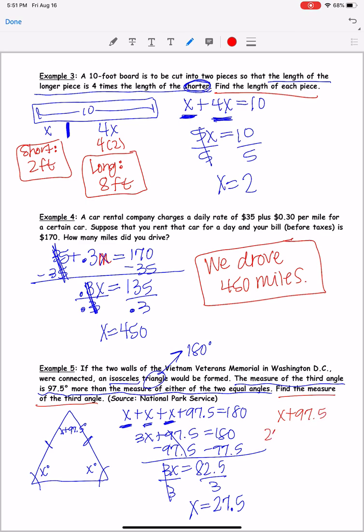My x was 27.5. So add those together. And so we get 125 degrees. So again, word problems, word answers. The third angle is 125 degrees.